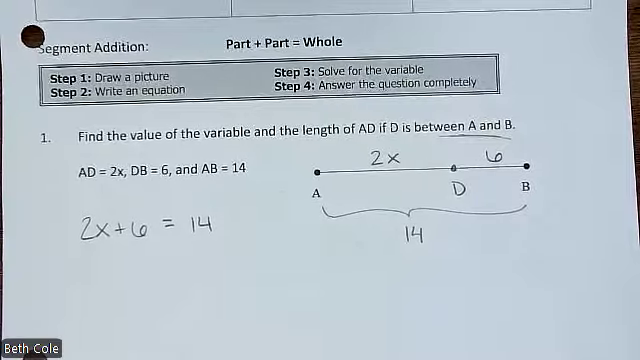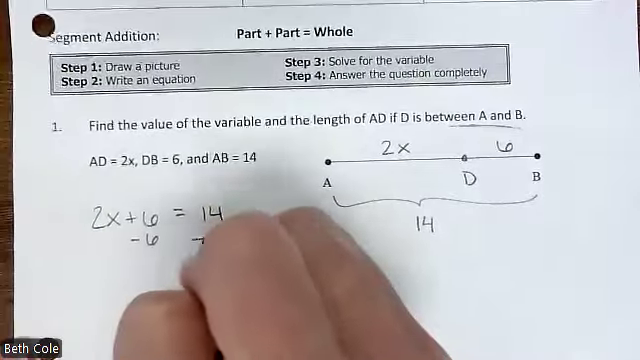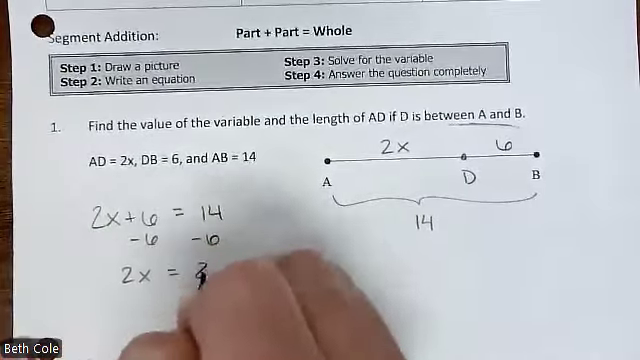No complaining, all right? And then we're going to solve that. So now this is why you have to pass algebra to go to geometry. You have to be able to solve these things. So minus 6, good job. That's going to give you 8.